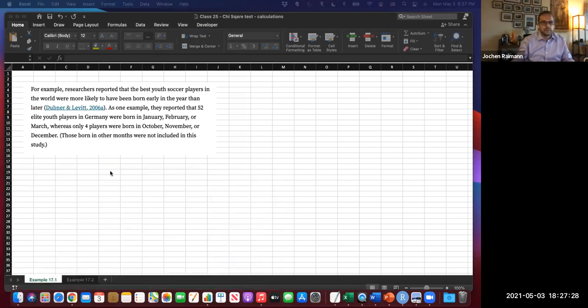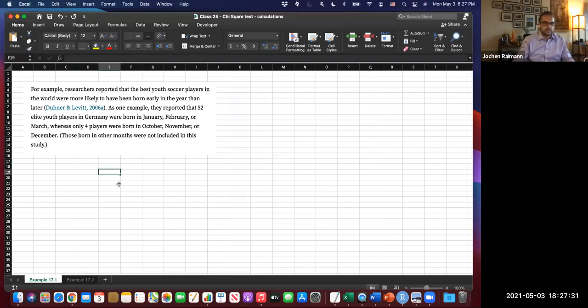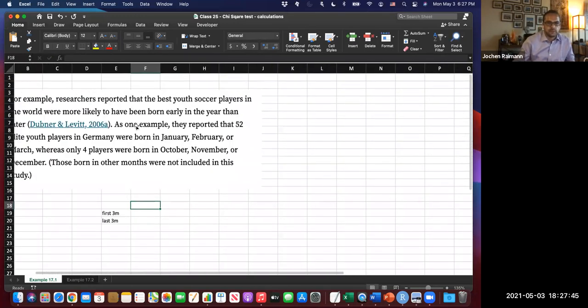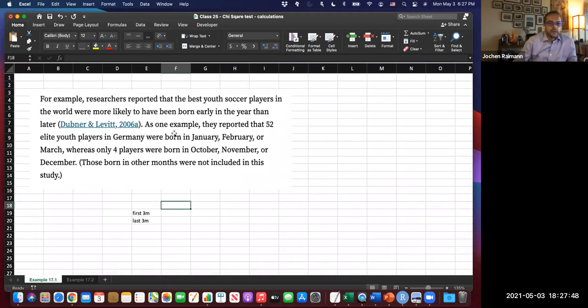So if we map this out as a table, we say first 3 months of the year, and then last 3 months. Here we have observed values, right? We have observed 56 players, distributed with 52 in the first 3 months. This is observed. And 4 were born in October, November, December, so in the last 3 months.